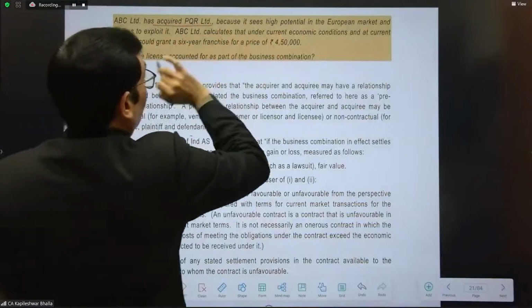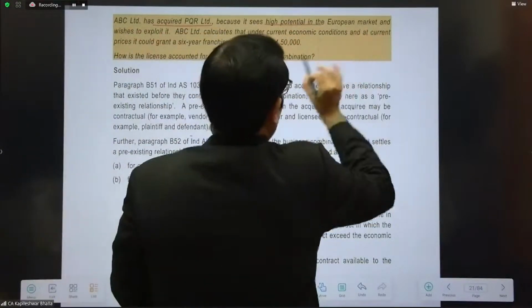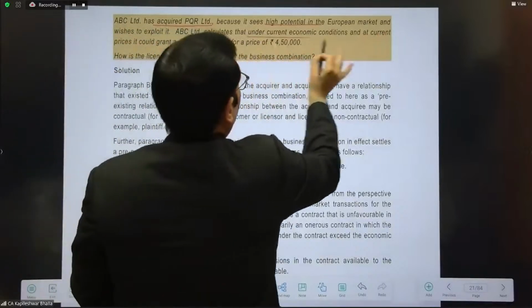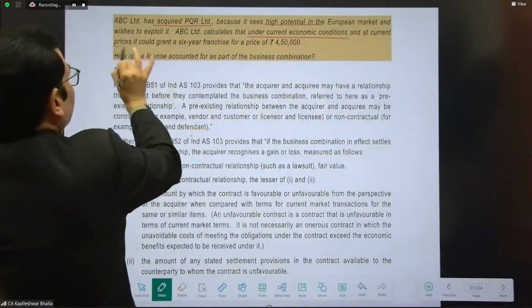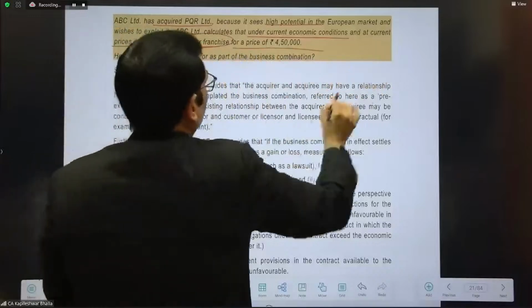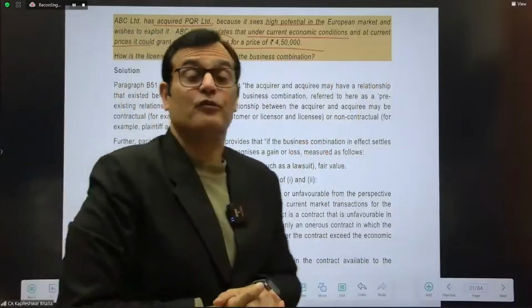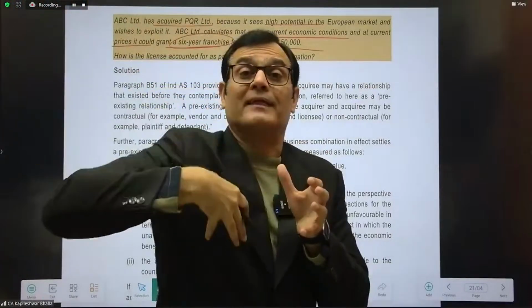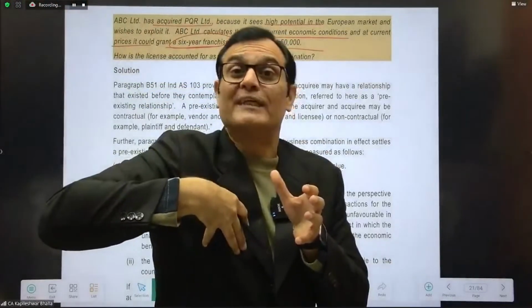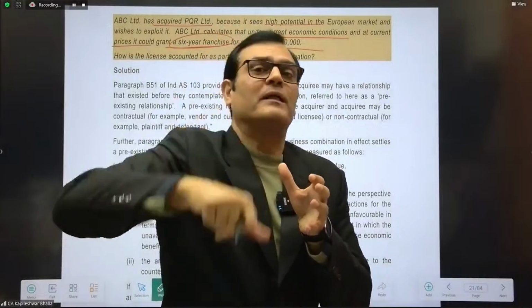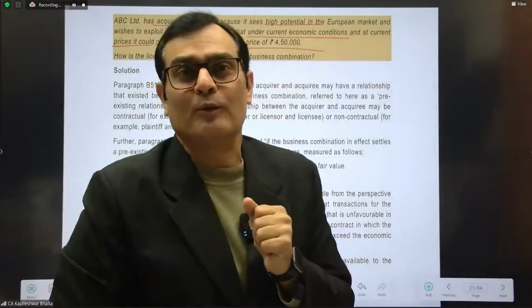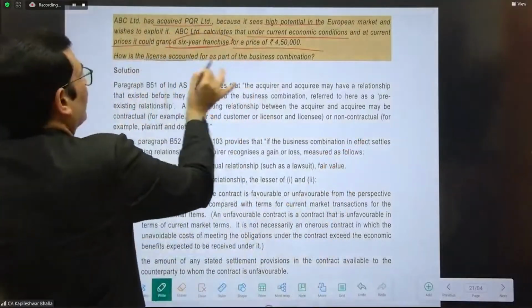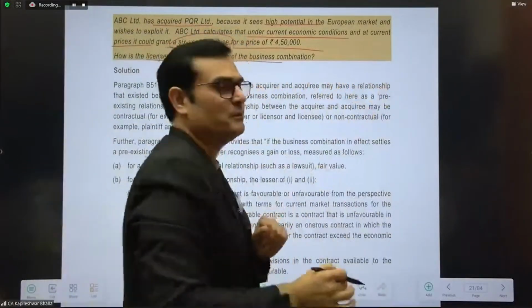ABC acquired PQR because he sees huge potential in the European market and he wishes to exploit it. He calculates that under the current economic conditions and at the current prices, if a 6-year franchise is given, it is worth 450. I gave a right to the acquiring company. Now I am getting the right back, so it becomes a reacquired right for me. And if it becomes a reacquired right, I'm also going to recognize it as a part of the acquisition entry. So he asks, how would the license be accounted for as a part of the business combination?